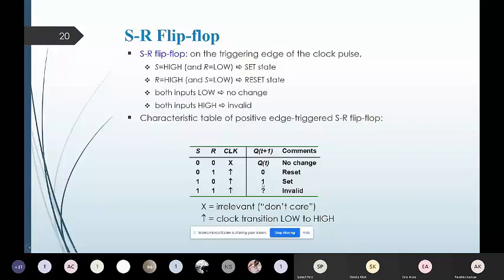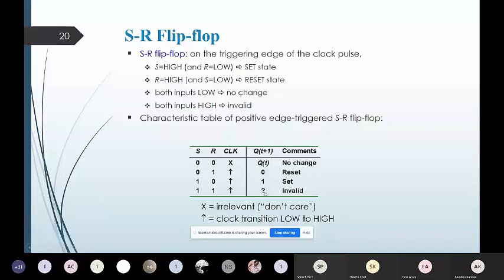But now, what is the remaining combination for the input? 1, 1. With respect to this 1, 1 input combination, if my clock edge is a positive edge, then the next state will be an invalid state, and that's why the question mark has been indicated here.